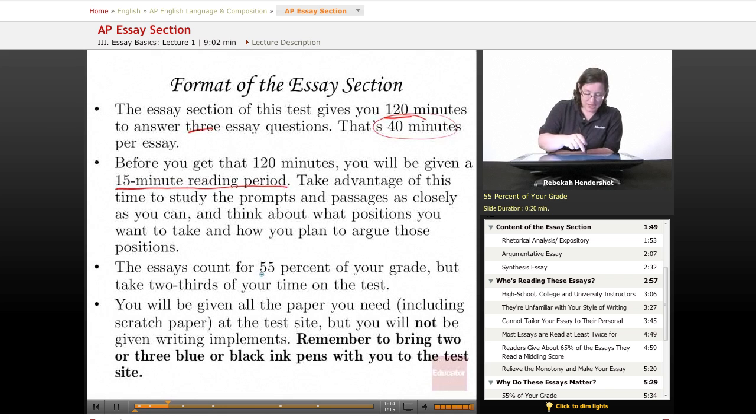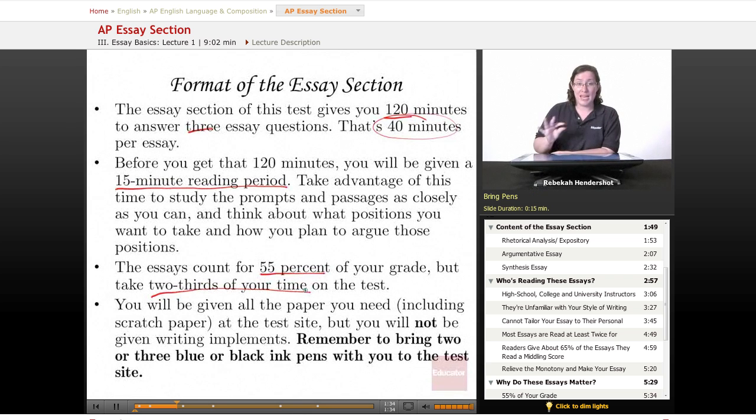Now, these essays account for 55% of your grade on the test, but they take 2/3 of your time, which means they feel and they look a lot scarier and a lot more important than they really are. This feels like the end of the world, but it's not. So if you already did well on the multiple choice, steady on, breathe, you're doing well.